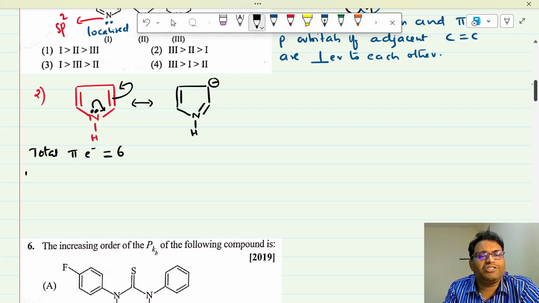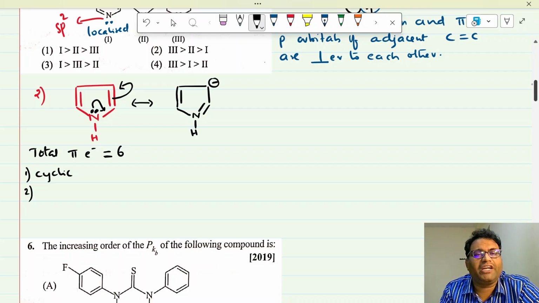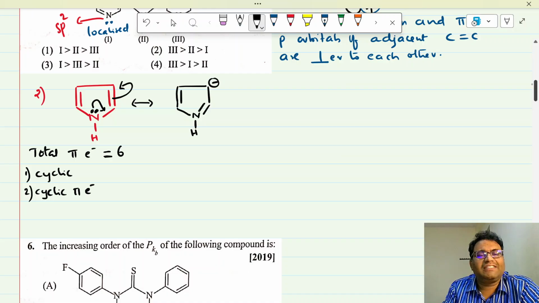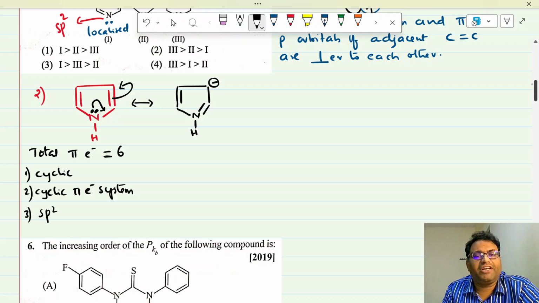See, what are the conditions for aromaticity? First, the molecule must be cyclic. Yes, the molecule is cyclic. The second is continuous conjugation. Yes, there is continuous conjugation, with no breakage of conjugation. So we can say that it is a cyclic pi electron system. The third one is that every atom in the ring is sp2 hybridized, that is, it is a planar molecule.